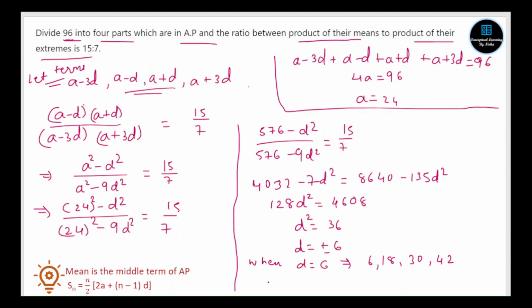And if you take d equals minus 6, then what are the terms? You have to think in reverse order, correct? So 42, 30, 18 and 6. I hope you understood this one. Perfect. Great.